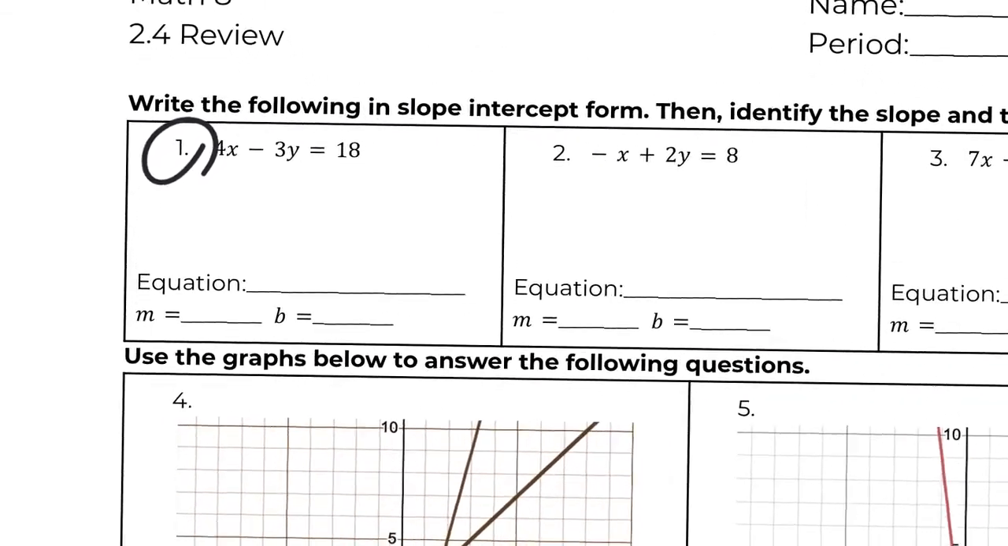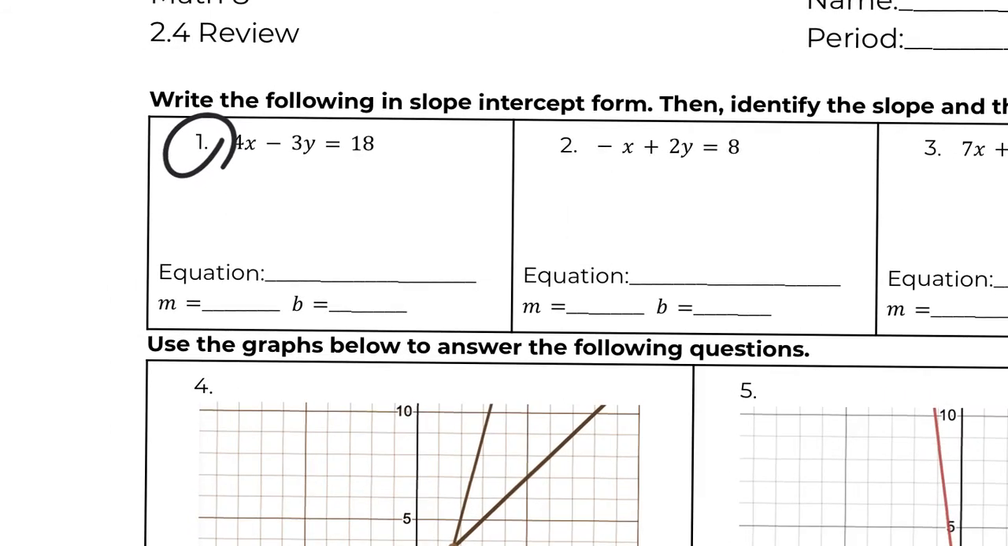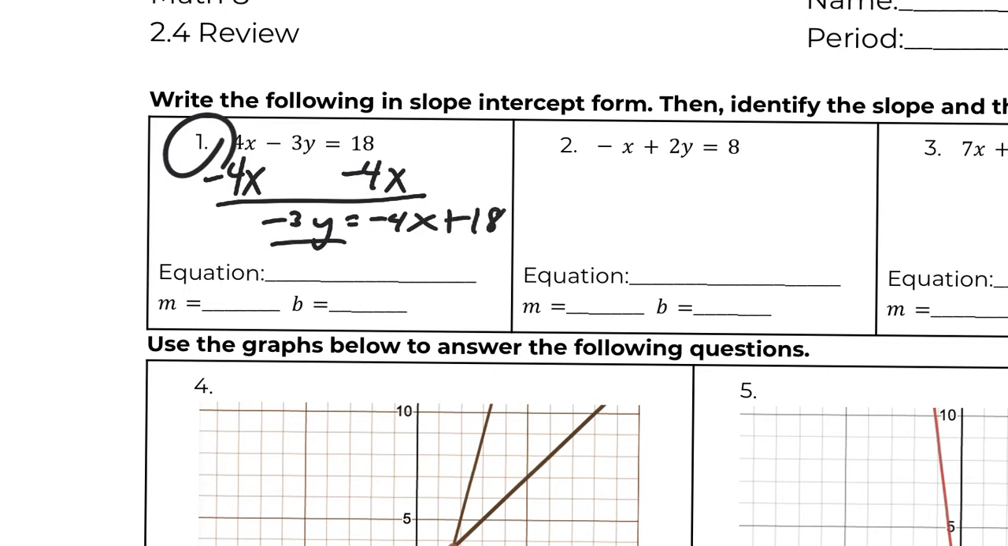So the first question says, write the following in slope-intercept form, which is y equals mx plus b. You'll notice that these equations are not in that form yet, so you have to solve for y. So think about how we solve equations. We have to isolate a variable by using inverse operations. So the first thing we have to do is get rid of this 4x. We have to move it to the other side of the equation first. So then that would be negative 3y equals negative 4x plus 18. Y is not by itself yet. We've got to divide by negative 3 to get it by itself.